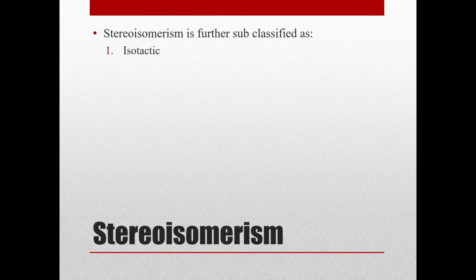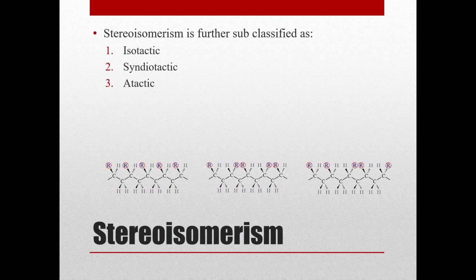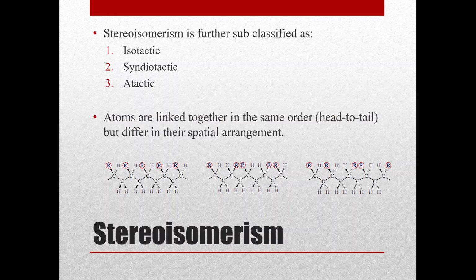Stereoisomerism is further subclassified as isotactic, syndiotactic, and atactic. So these are the three structures. Although on a two-dimensional plane, one does not find much difference between these three structures, a three-dimensional structure would give a better idea, which is shown in the coming slides. Atoms are linked together here in the same order. The order is the same, that is head to tail, but they differ in their spatial arrangements.